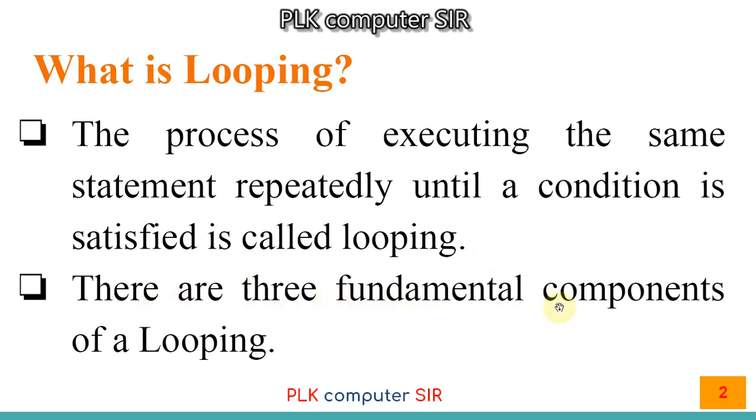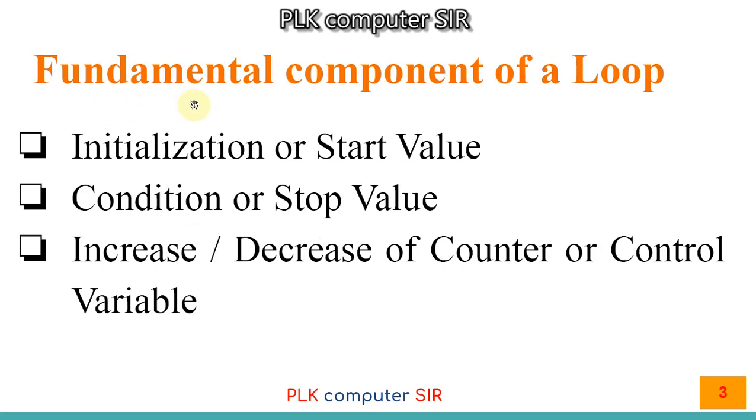There are 3 fundamental components of a looping. Now we are going to discuss them one by one. So, 3 fundamental components of a loop. Number 1, initialization or start value. Number 2, condition or stop value. Number 3, increase or decrease of counter or control variable. Start value, stop value, and counter or control variable. So these are the 3 fundamental components of a loop.